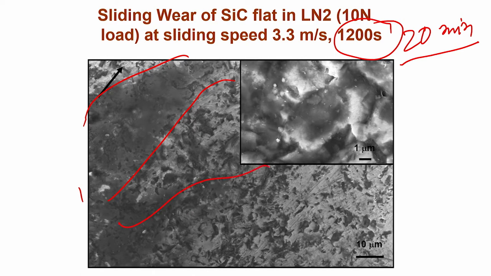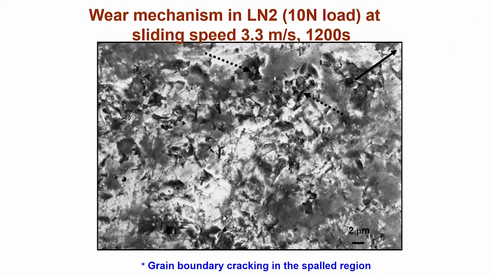Now, coming back to these scanning electron microscopy images, again you see this large region here, it is a tribolayer, and also here. If you blow up this particular region, you can see that there is a very thin tribolayer covering the individual silicon carbide grains. So, essentially these are the places where a silica rich layer perhaps has formed. 3.3 meter per second indeed is a very high sliding speed, and under these conditions the only way the silicon carbide is worn out is because of grain boundary cracking.